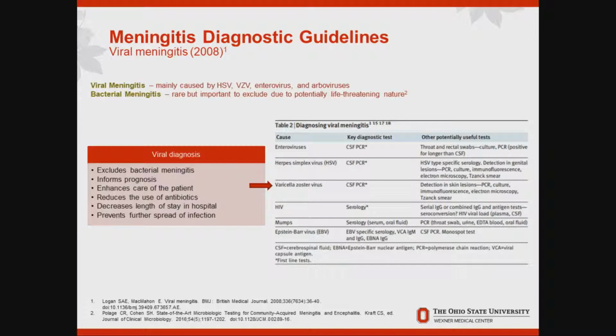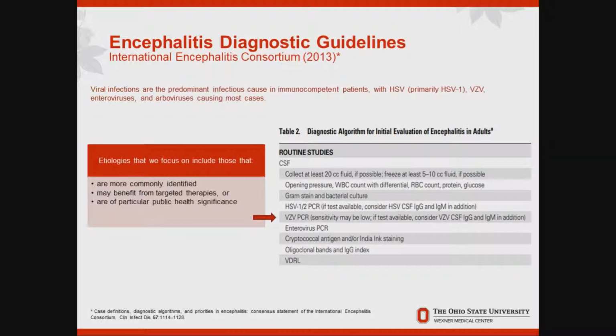And when it comes down to some of the more chronic conditions listed here as well, like HIV, mumps, and EBV, we know that the incidence of mumps has gone down dramatically because of the measles, mumps, rubella vaccine. So you don't see clinical manifestation of mumps that commonly. However, for these chronic conditions, serology is the go-to assay initially rather than PCR.